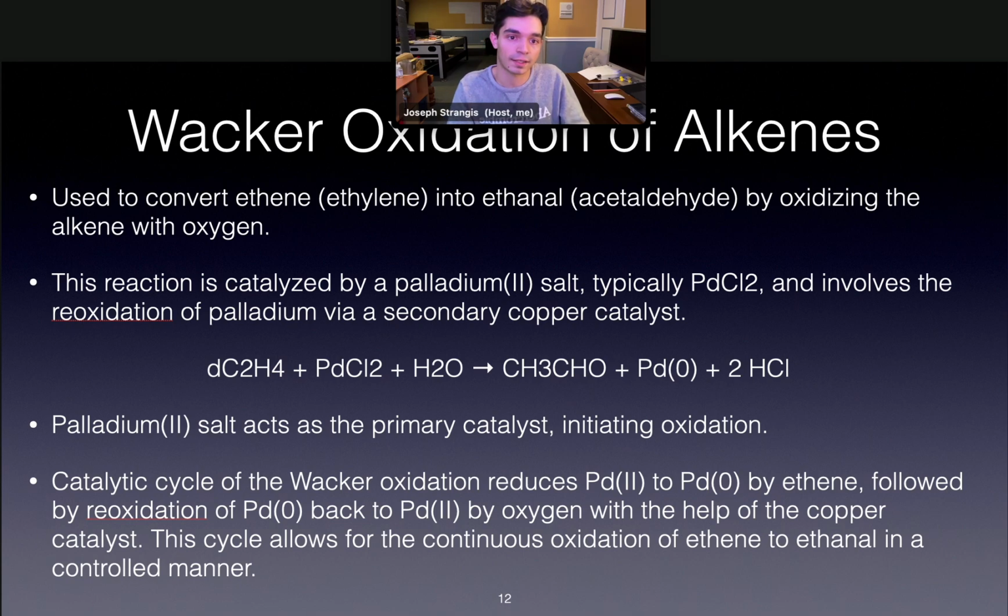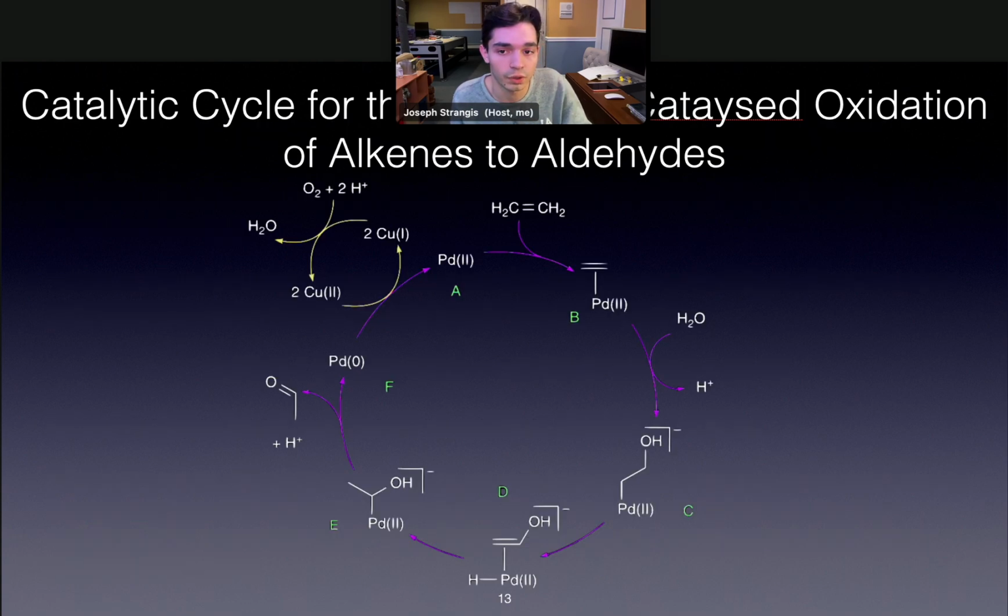Next is Wacker oxidation of alkenes. This is used to convert ethene into acetaldehyde by oxidizing the alkene with oxygen. The most successful system uses a palladium catalyst to oxidize the alkene. It refers to a general transformation of a terminal or an unsubstituted alkene to a ketone through palladium.